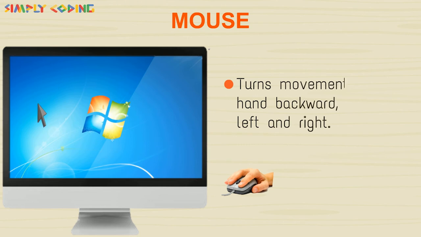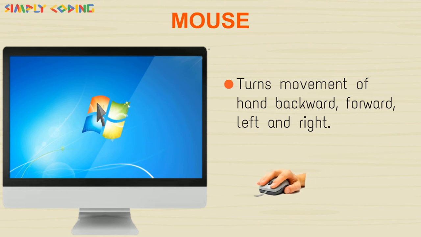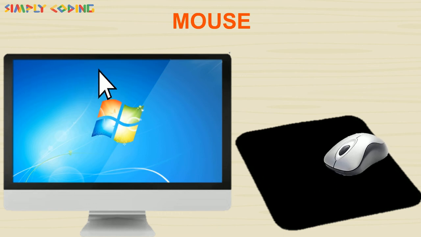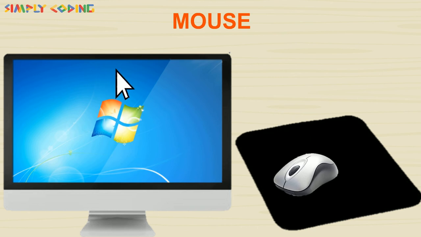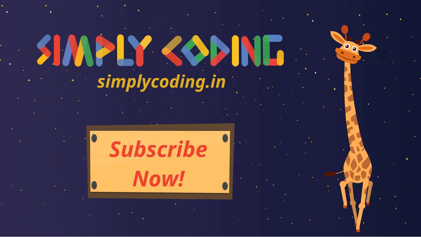Now when you move the mouse, it turns movement of the hand backward and forward, left and right into equivalent electronic signals that in turn are used to move the pointer. If you reach the end of the mouse pad while moving long distance, you lift up the mouse, bring it to the opposite edge of the mouse pad and then bring it down and move again.